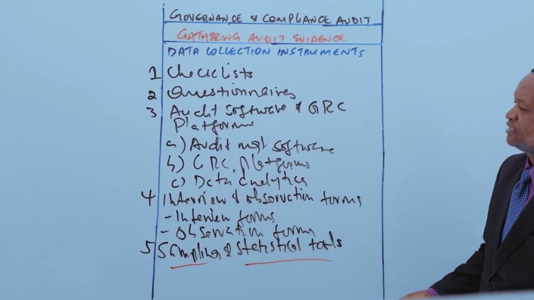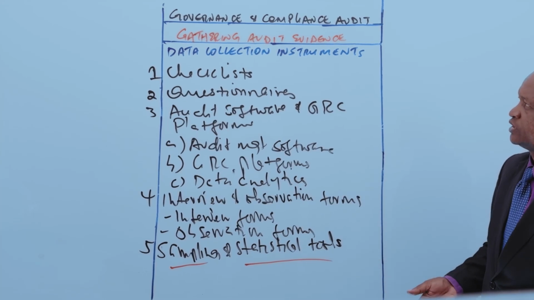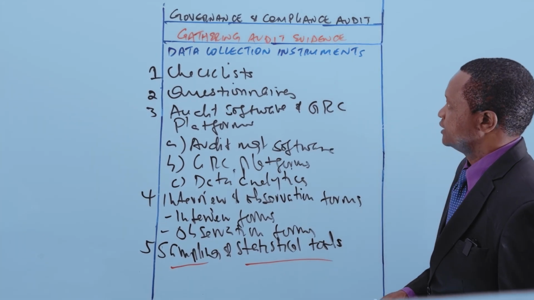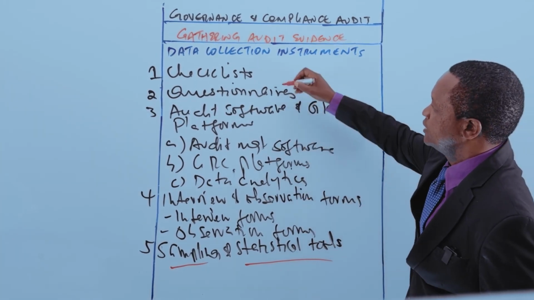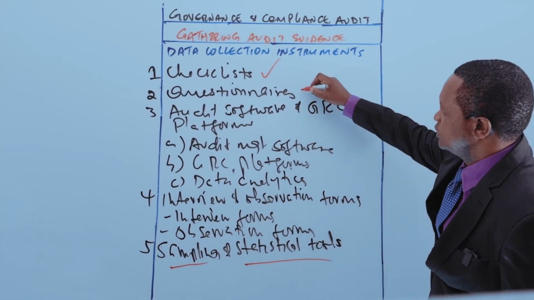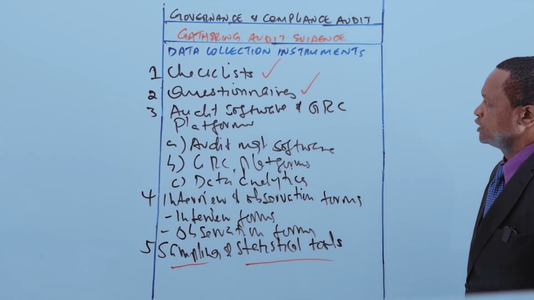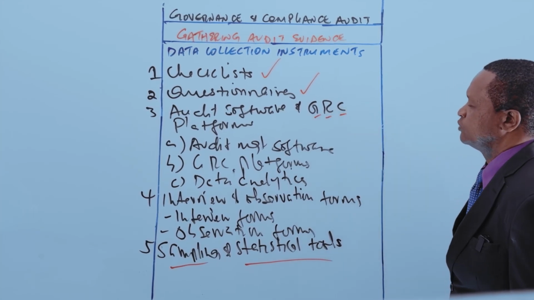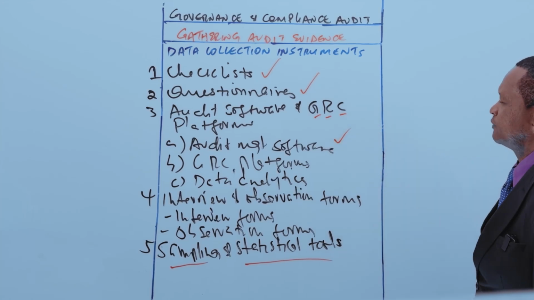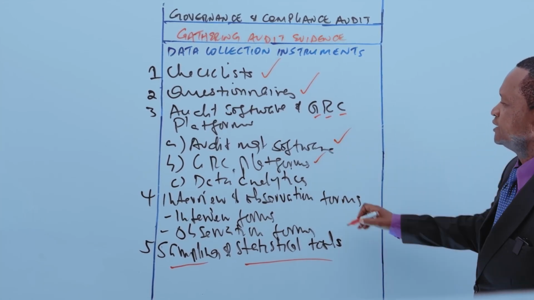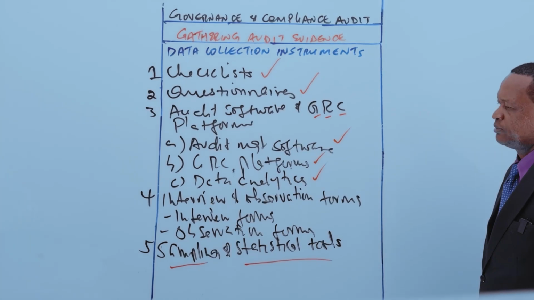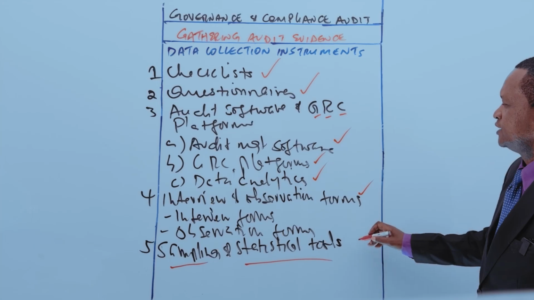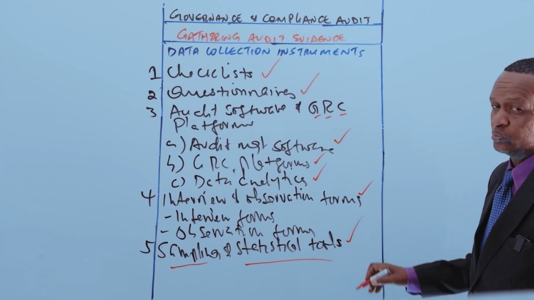So candidates, these are 5 data collection instruments that an auditor may use in the process of gathering audit evidence. Number 1, checklist. Number 2, questionnaire. Number 3, audit software and GRC platforms, governance, risk and compliance platforms, which could be the audit management software, the GRC platforms, and data analytics tools. Number 4, we have interview forms and observation forms. Number 5, sampling tools and statistical tools.